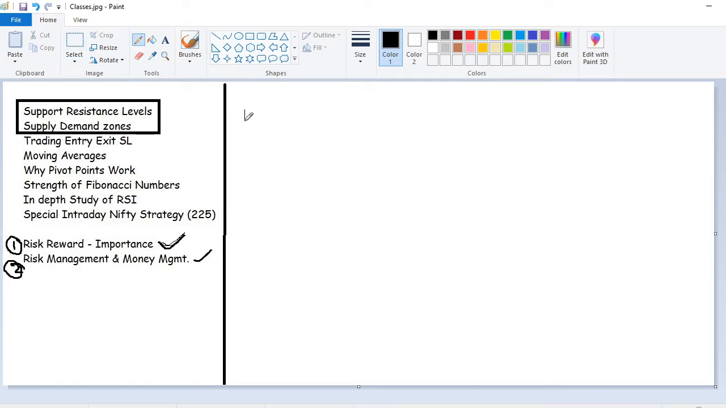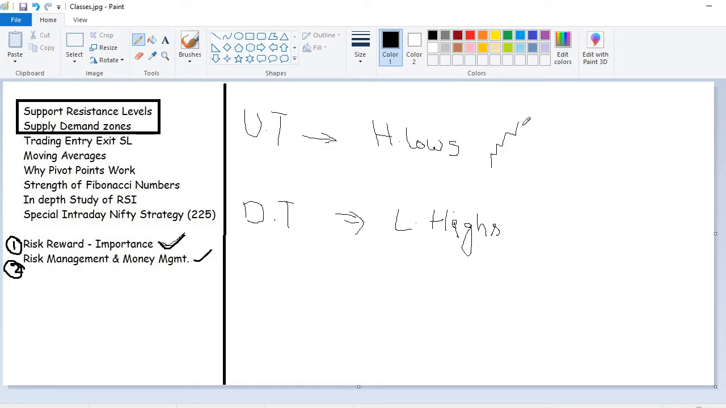If it is an uptrend, we try to join higher lows. Higher lows. Why? I'll tell you that. If it is a downtrend, then we try to join lower highs. Don't get confused, okay? Lower highs. Okay. Now see, if you are looking at the uptrend, it goes in this way.